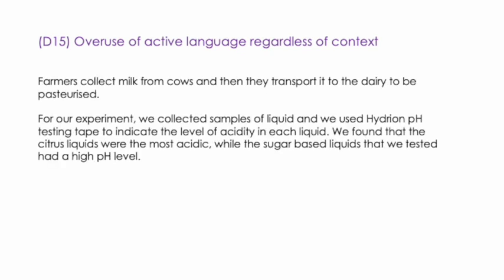In this first example, we read, "Farmers collect milk from cows and then they transport it to the dairy to be pasteurised." It reads relatively clearly, but the question we need to ask ourselves is, what is it that we're actually writing about? Is this piece of information about the life of a farmer, or is it answering the question, where does milk come from? If the focus is on the milk, then there's no reason to include who collects the milk. We would focus more on the fact that the milk is collected.